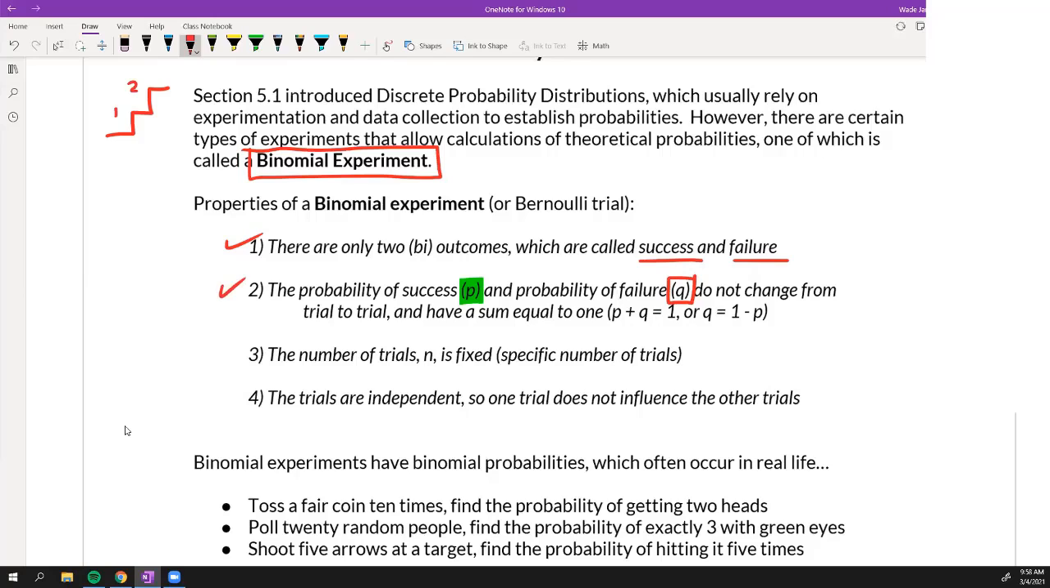There are also a fixed number of trials. So we have to indicate how many trials there are. And each of these trials are independent, which means that the results of one trial do not affect the probability of another trial. They are completely independent trials. And so once you have these four things, these are conditions for a binomial experiment.